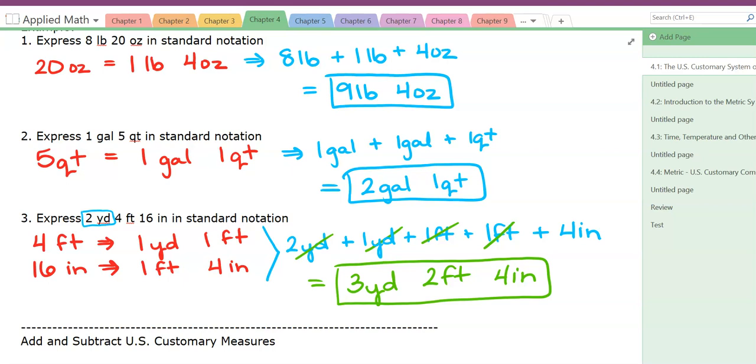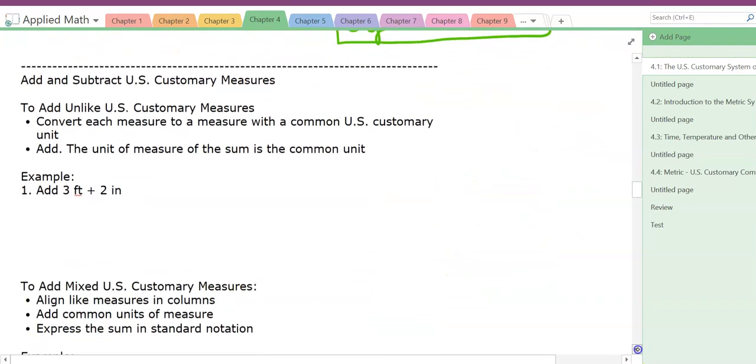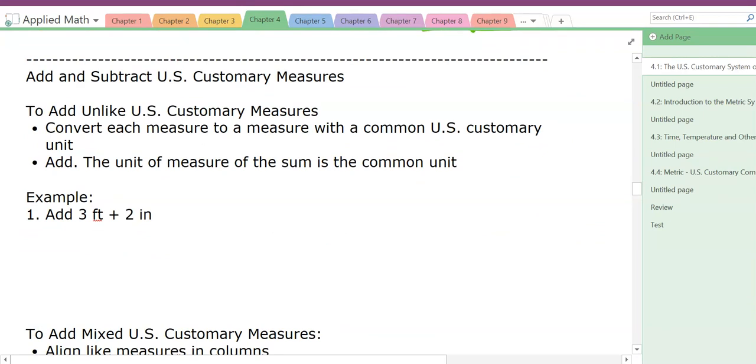All right, now we're going to get into adding and subtracting some of these measures. We're going to focus first on adding, because adding is easier than subtracting. So in order to add customary measures that are not alike, so if they're unlike each other, what you want to do is convert each measure to a measure that has a common customary unit. So if you've got feet and inches, convert them both to either feet or convert them both to inches. You want them to be the same first, and then add the numbers together, and then if you need to, you can always go back to feet and inches or something like that.